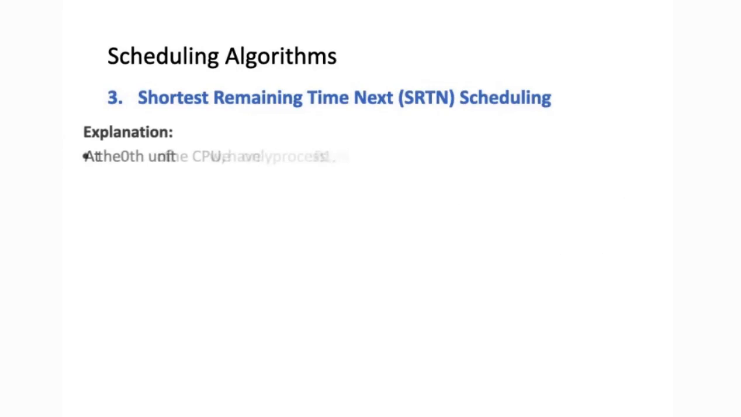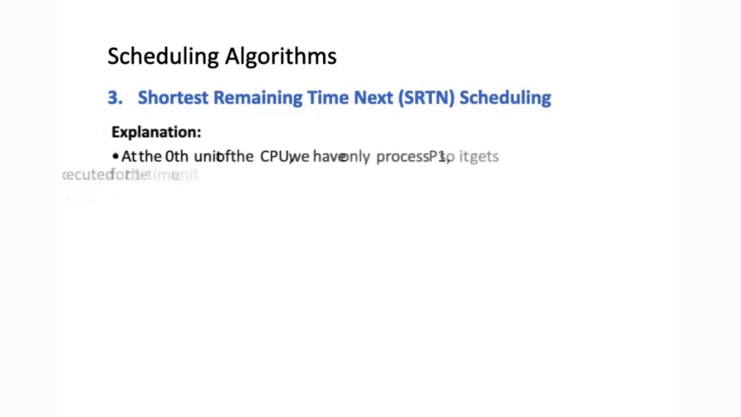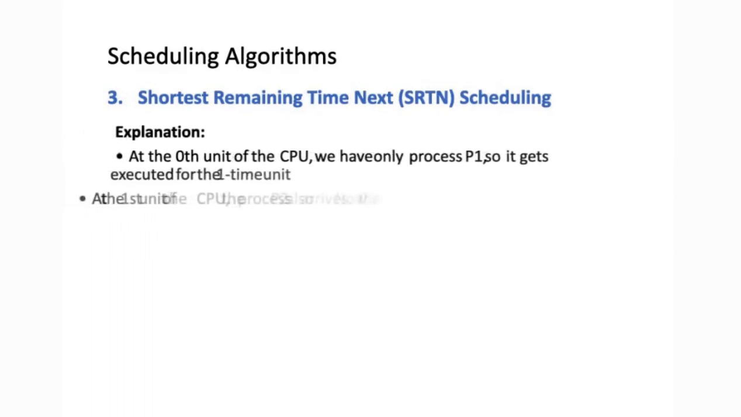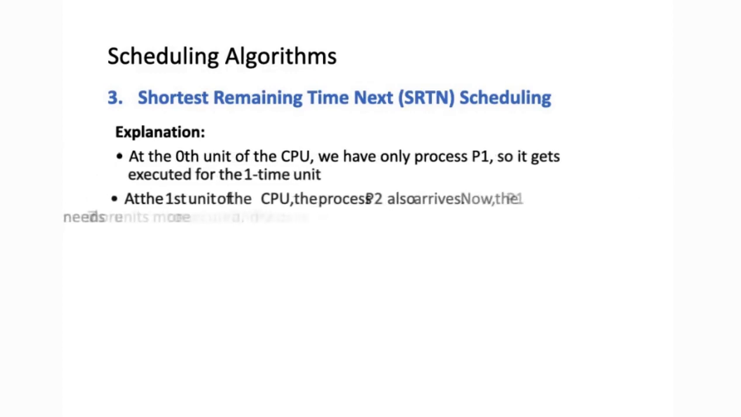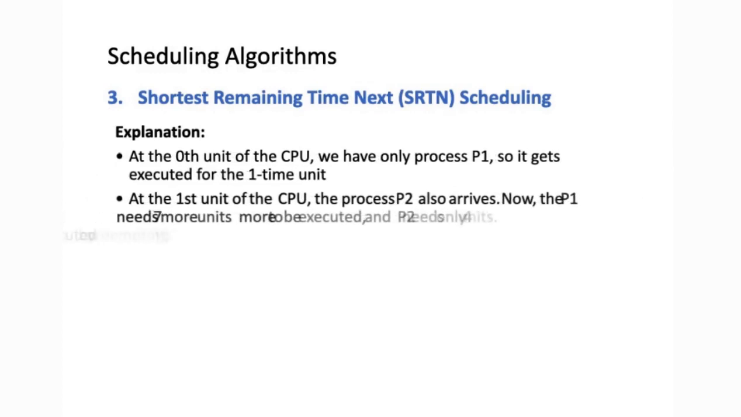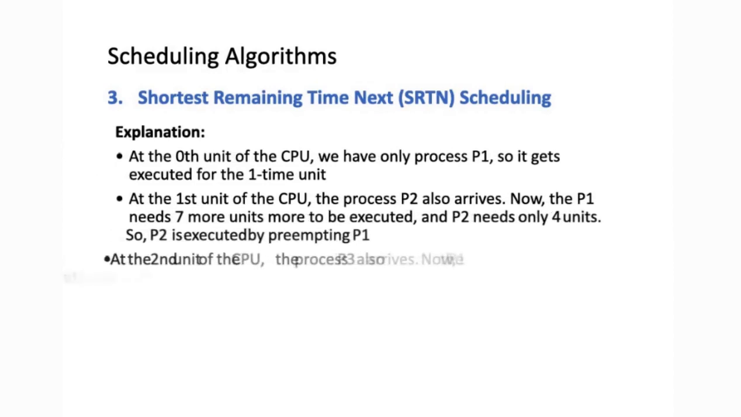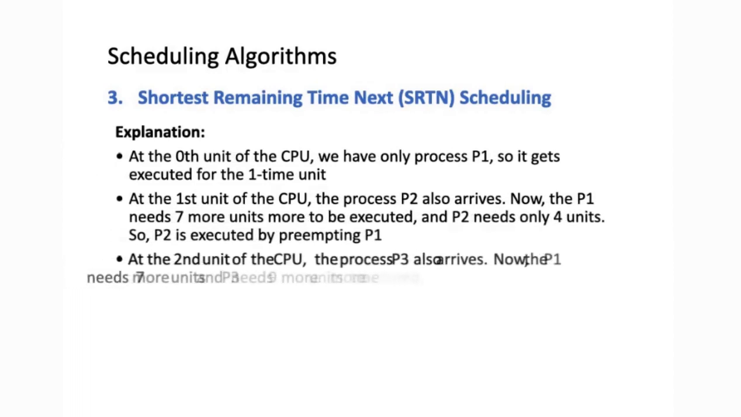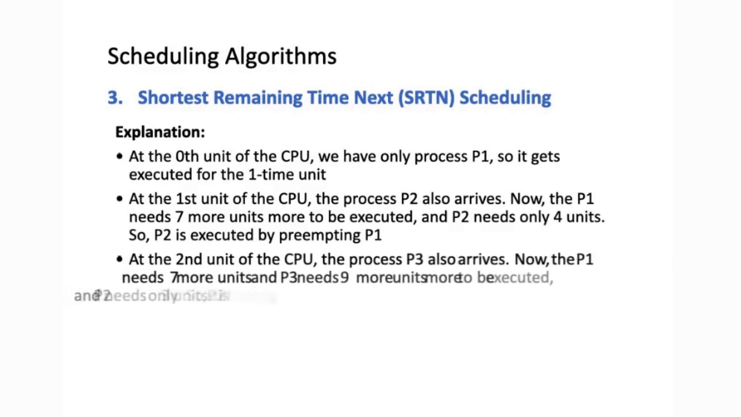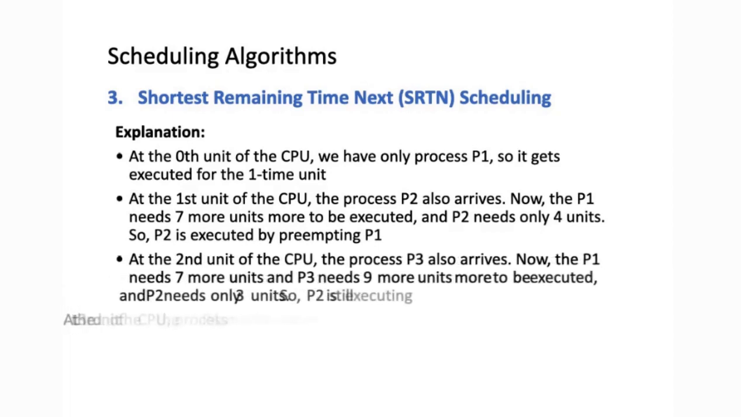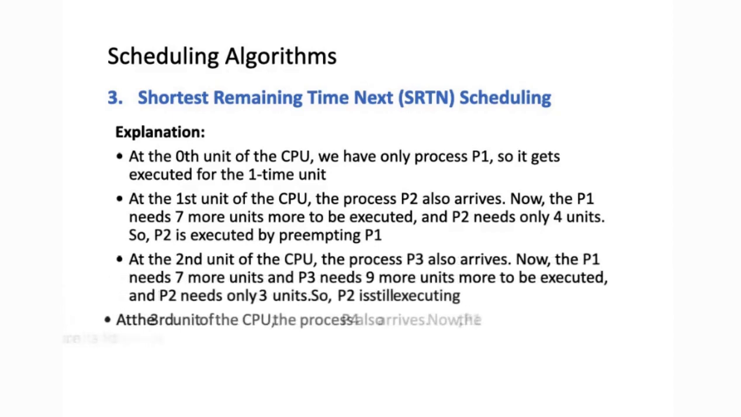At first, at the 0th unit of the CPU, we have only process P1, so it gets executed for one time unit. Next, at the first unit of the CPU, the process P2 also arrives. Now, P1 needs 7 more units to be executed, and P2 needs only 4 units. So, P2 is executed by preempting P1.